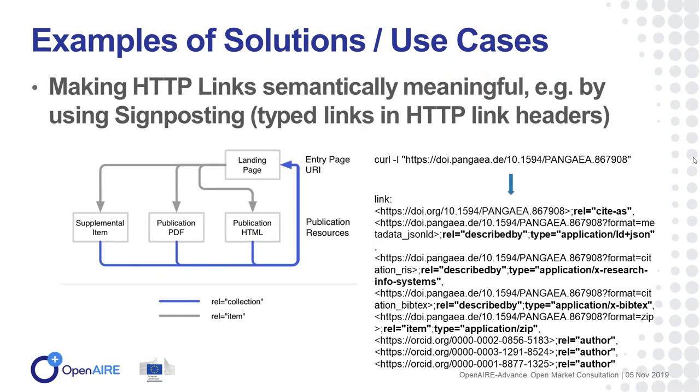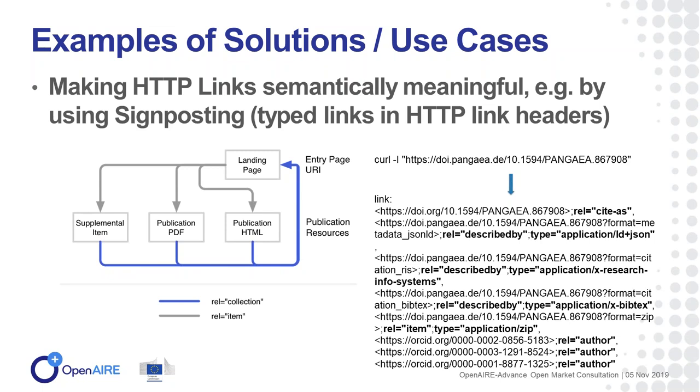The next slide suggests the implementation and scenarios based on Signposting to discover and navigate content on landing pages by help of typed links in HTTP link headers. So this is a rather, I would say, low-level approach where, for instance, the HTTP header of a web resource is analyzed and the links contained in the header are evaluated by help of their relation and their type.